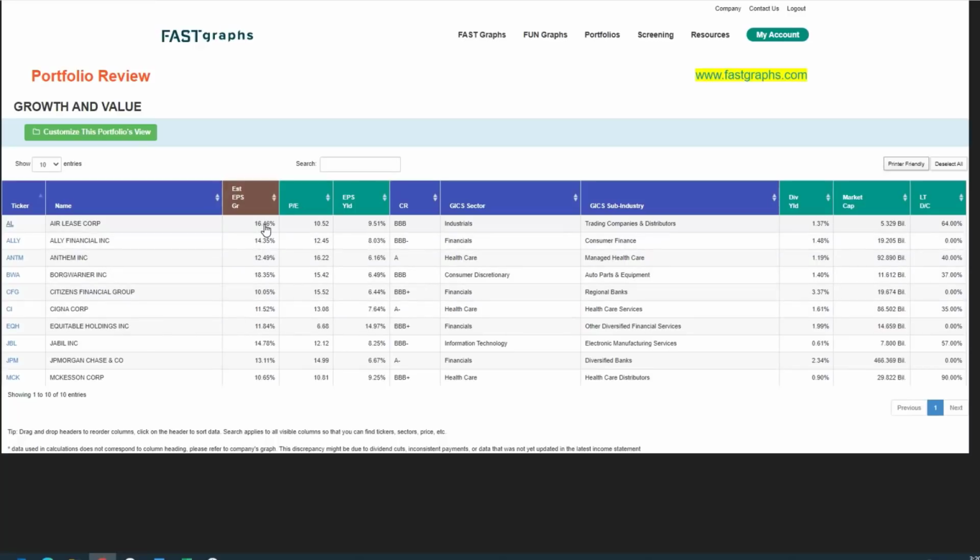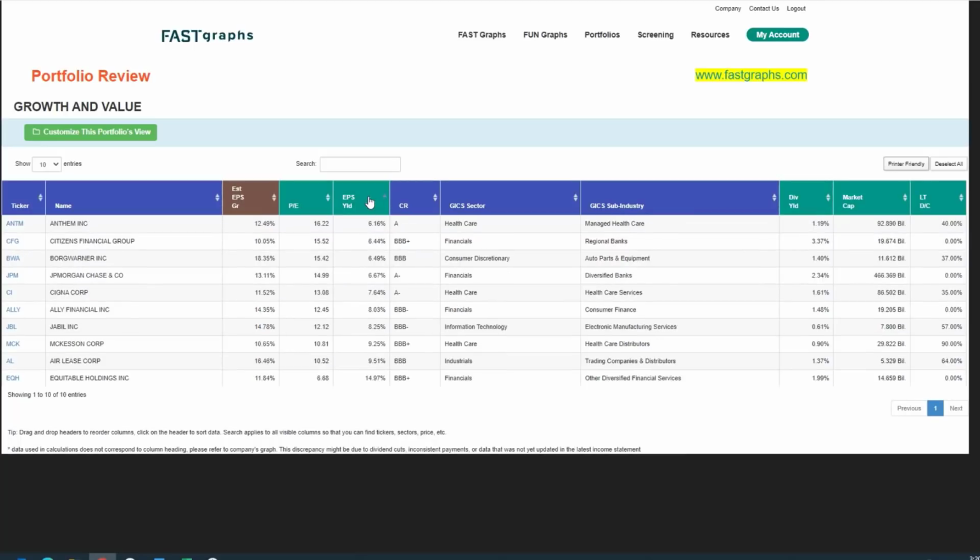The estimated growth, you can see all of them are above 10%. They all have credit ratings above BBB minus. They all have earnings yields of over 6%. Now I can sort these. You can see the lowest is Anthem at 6.1%. The highest would be Equitable Holdings with an earnings yield of 14.97.